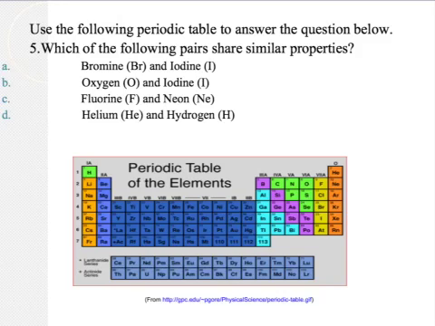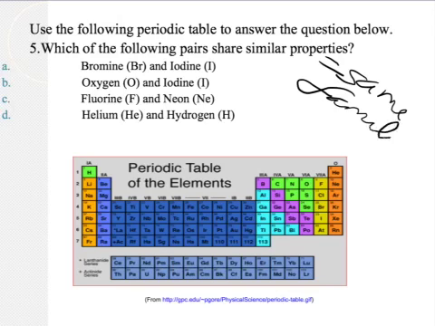Okay, use the periodic table to answer the question below. Which of the following pairs share similar properties? Okay, we're talking similar properties. That is equal to the same family or group, which means I'm looking for people in the same family.